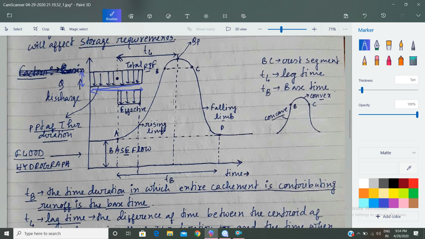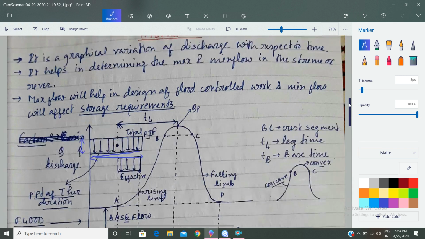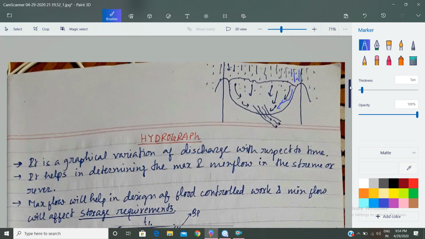Suppose we have to plot a hydrograph when a rainfall intensity versus time graph is shown, meaning a 2 hour duration rainfall has been given to you, and we have to draw a hydrograph regarding this precipitation. Hydrograph means this precipitation is contributing to the discharge, and the discharge versus time is plotted.